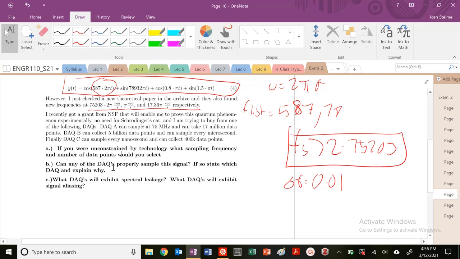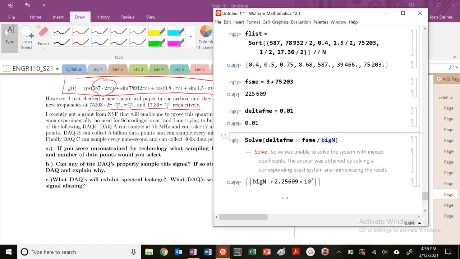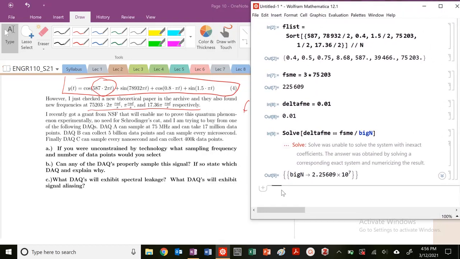Now let's look at the DACs and see if anyone hit those concepts. So right now I have that my f_DAC A, my sampling frequency of A, is equal to 75 megahertz, so 75 times 10 to the 6th, and the N of A can take up to 17 million, so 17 times 10 to the 6th.